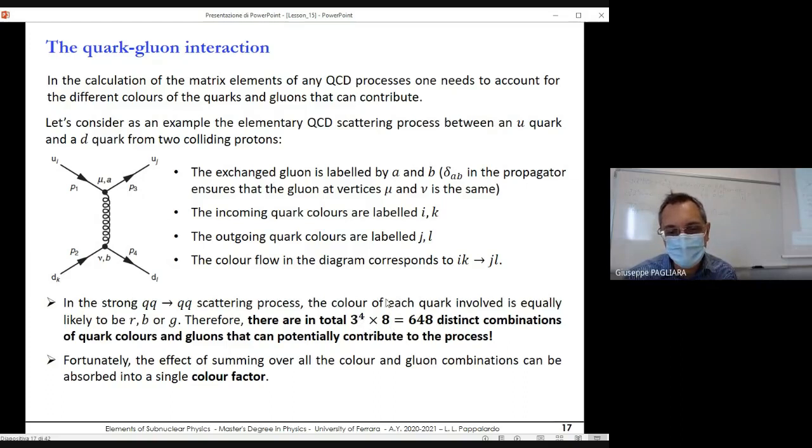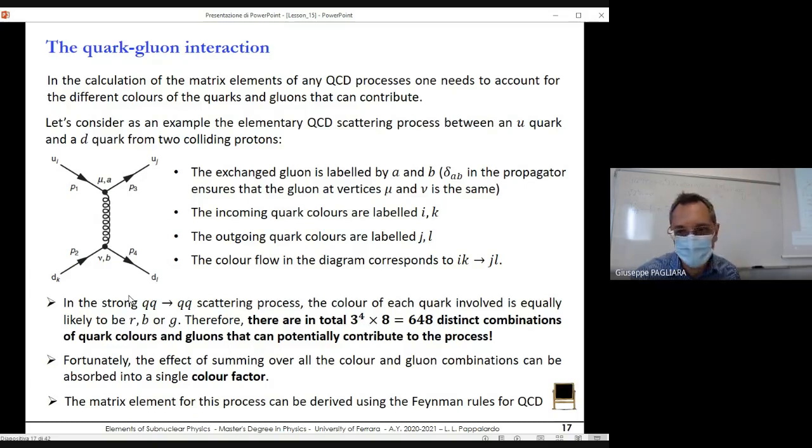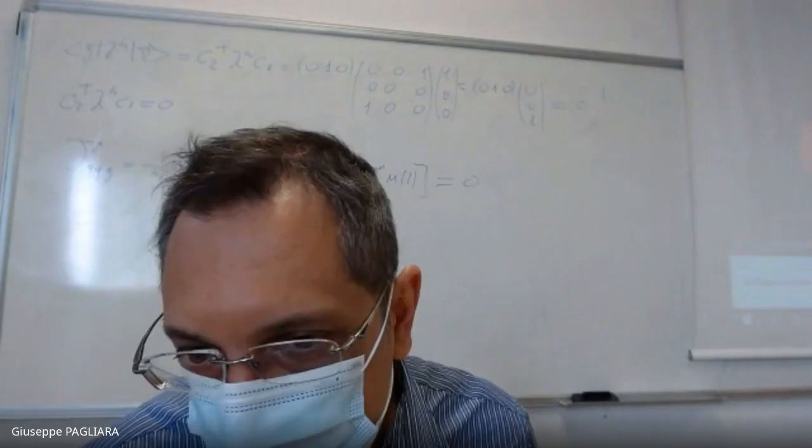One can compute that indeed there are up to 648 distinct combinations of quark colors and gluons that can potentially contribute to this process. But we are lucky, as we will see after the break, because at the end one can average all these objects, and you end up with a single number. Before doing that, let me make one step more on the whiteboard. So let's calculate the matrix element of this process here, much like the way we did it for the model scattering.